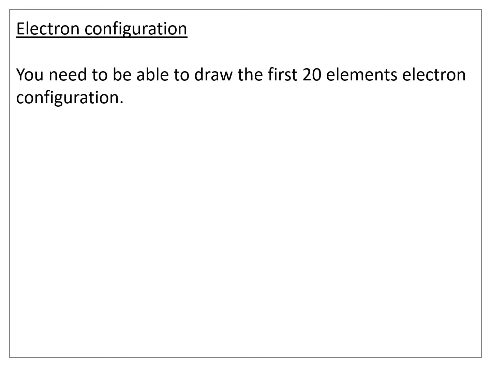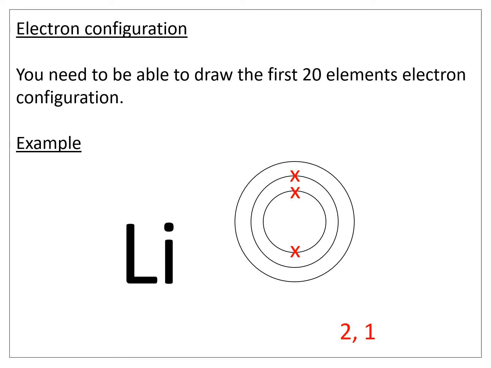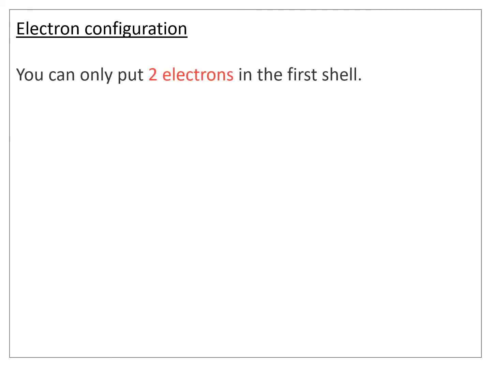So, let's have a look. You need to be able to draw the electron configuration of the first 20 elements. So let's look at an example. 2, 1. You can have up to 2 on the first shell, up to 8 on the second and third. So lithium here has got 3 electrons. It's got 2 on the first shell, 1 on the outer shell, so it's got 3 electrons, 2, 1.